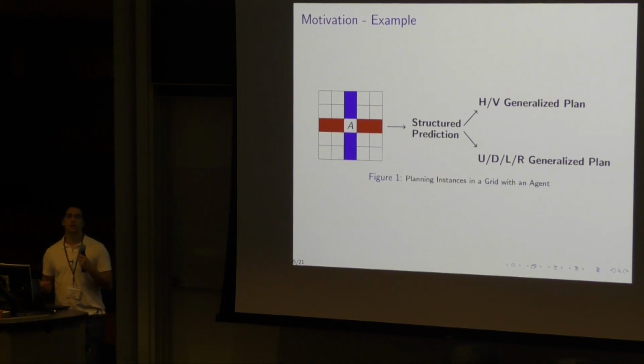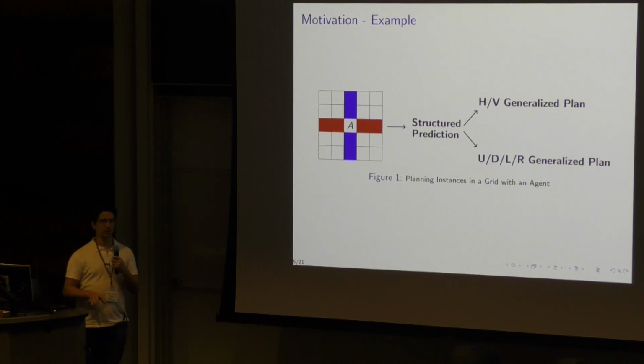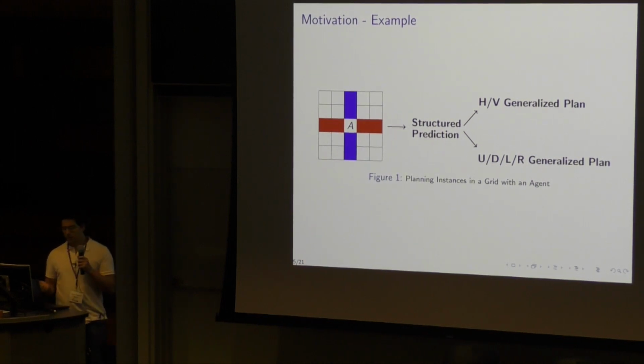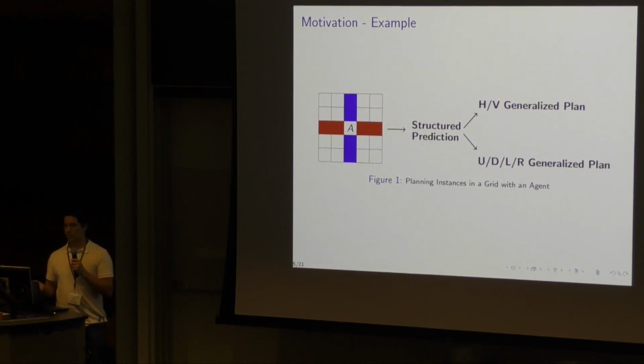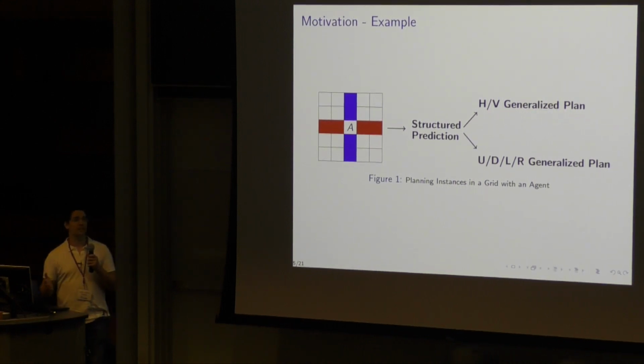What happens if we have the two kinds of task? Now we have some tasks related to a vertical line, and some related to horizontal lines. So there is some structure in that domain, and that can be classified into different kinds of solutions. That is when we need the structure prediction. We can classify this into a generalized plan for horizontal lines or vertical lines, or maybe into 4 different classes: a generalized plan for going up, one for going down, another for going left, and another for going right.